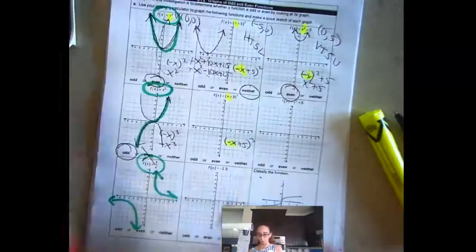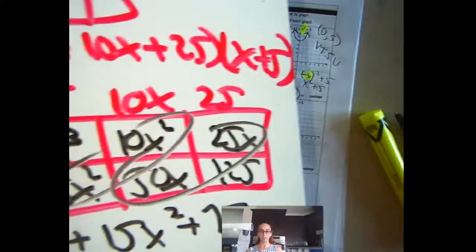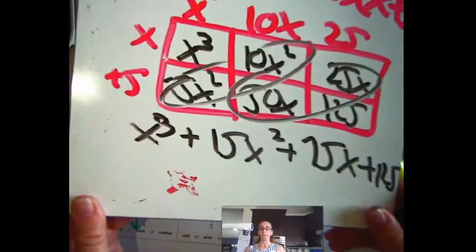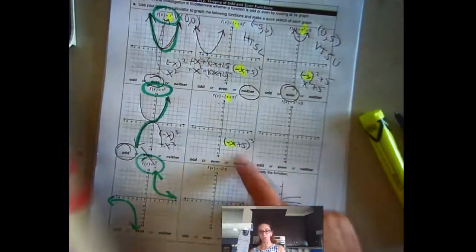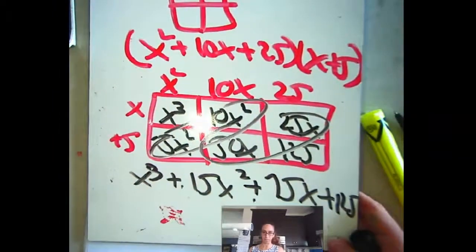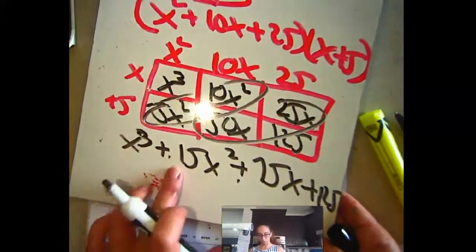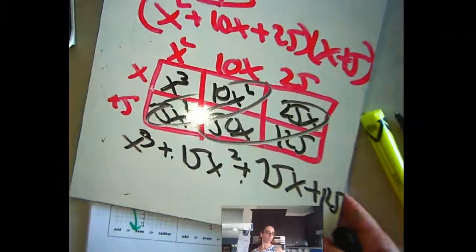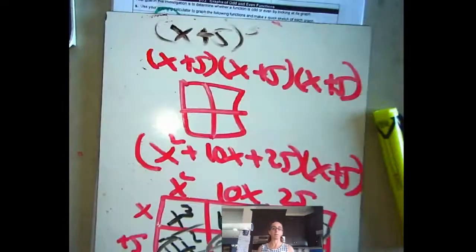Now, if when I do this one 3 times, I get the exact same thing, it would be even. If I did this cubed and I get this is negative, this is negative, this is negative, and this is negative, then they're all opposite, that would be odd. If this was positive but this was negative, then I can't tell which one it is, and it would be neither. So I'm going to do this just for time.